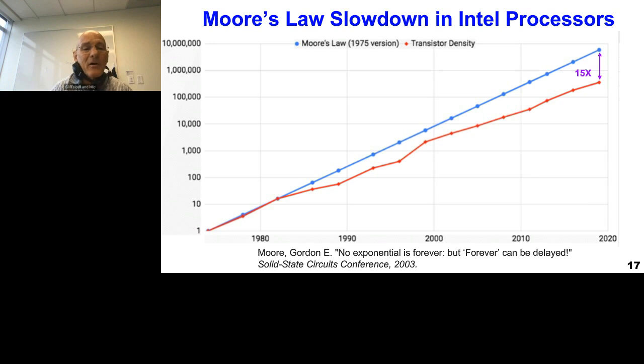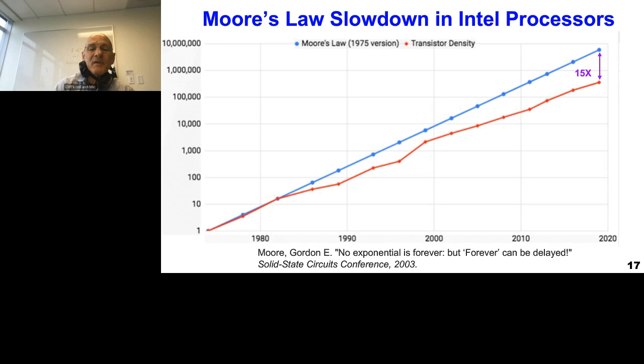Shockingly, Moore's law is no more. This is a presentation from Intel with dotting points about how fast Moore's law should be. The red line is where Intel actually is, and the blue line was Moore's law, and we're off by a factor of 15 in the number of transistors.